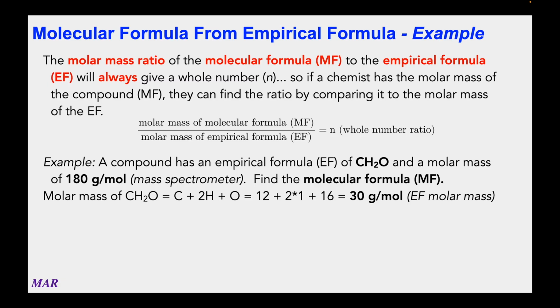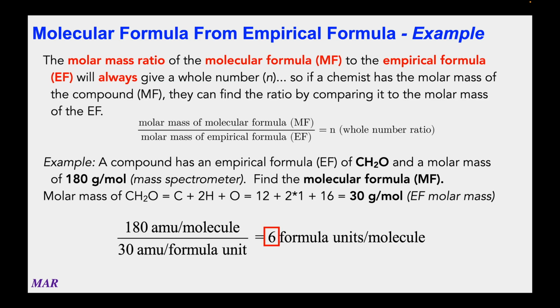So I'm just using 12 for carbon instead of 12.01. I'm using just 1 for hydrogen instead of 1.01, and oxygen is 16. So that's where the 30 grams per mole value came from. Now in this problem, the molar mass of the whole thing is 180 grams per mole, and the empirical formula's molar mass, which is something you need to calculate, is 30 grams per mole. So if you find the ratio between the molar mass of the whole thing, 180 grams per mole, and you divide it by 30 grams per mole, which is the empirical formula's molar mass, 180 divided by 30 is 6.